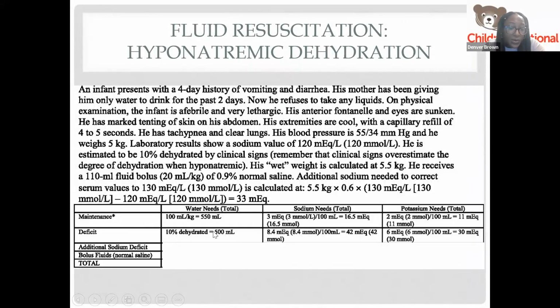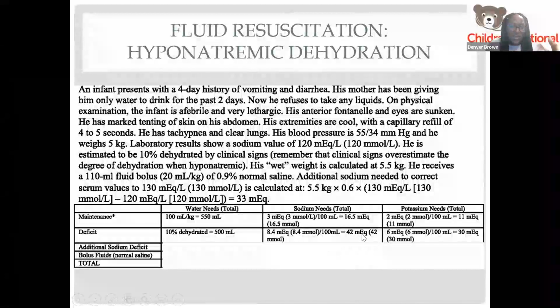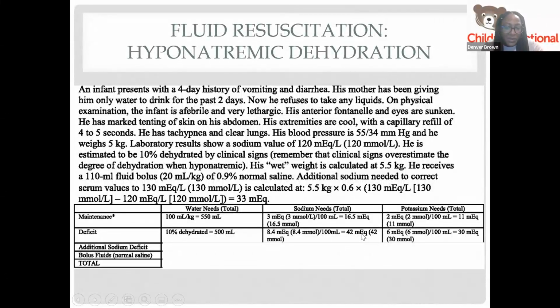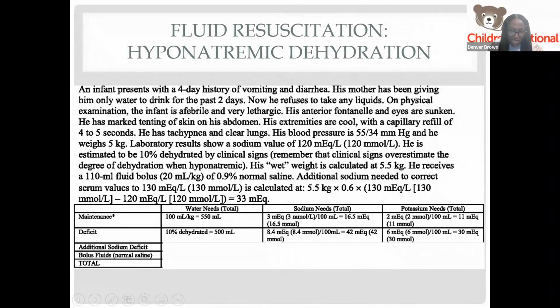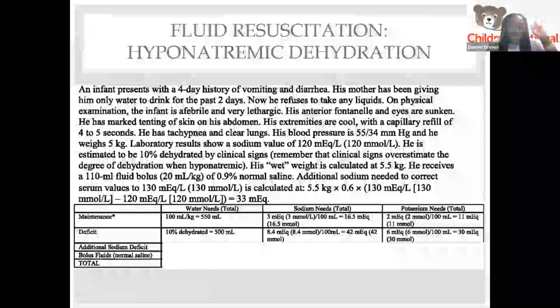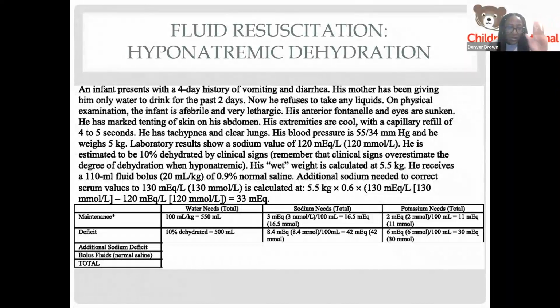We'll base his sodium deficit on this 500 ml. And we know that for 8 milliequivalents per 100 ml of his water deficit, that's going to be his sodium need. And that's why this patient's sodium deficit would be 42 milliequivalents. So we have two things here. Our first line is just maintenance. Our second line is looking at how dehydrated he is and getting the total water needs, or his water deficit, and then looking at his sodium deficit based on that water deficit.